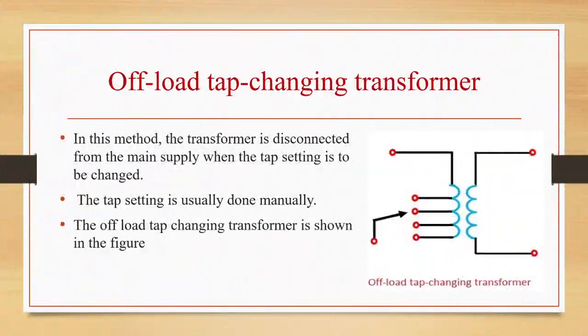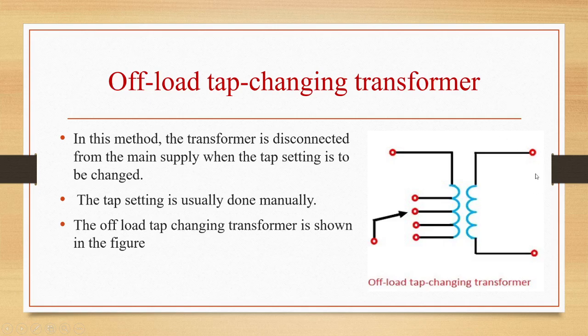Let us see the first one, the off-load tap changing transformer. This is a diagram of an off-load tap changing transformer. These are the tappings which are provided on the transformer. Accordingly, this arrow will be moving from this point to this point, whatever point we want. Okay, that is the tap changing transformer.